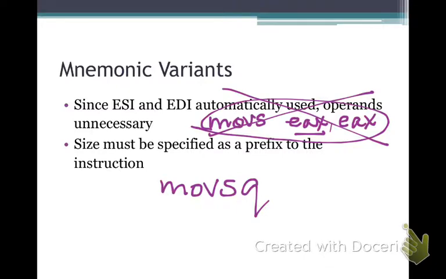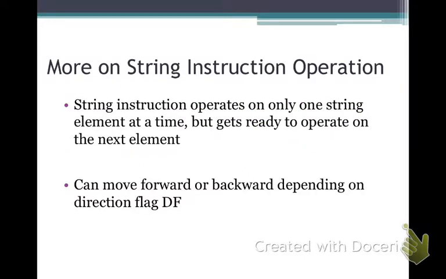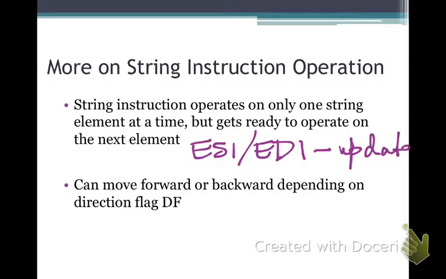A little bit more. They operate on one element at a time, as I mentioned, but they're always getting ready to operate on the next element. After the operation is executed, ESI or EDI or both, depending on which ones are being used, will automatically be updated to point to the next element in the string. Because we're dealing with strings, I can move forward or backward depending on the direction flag. So I can either set or clear the direction flag.